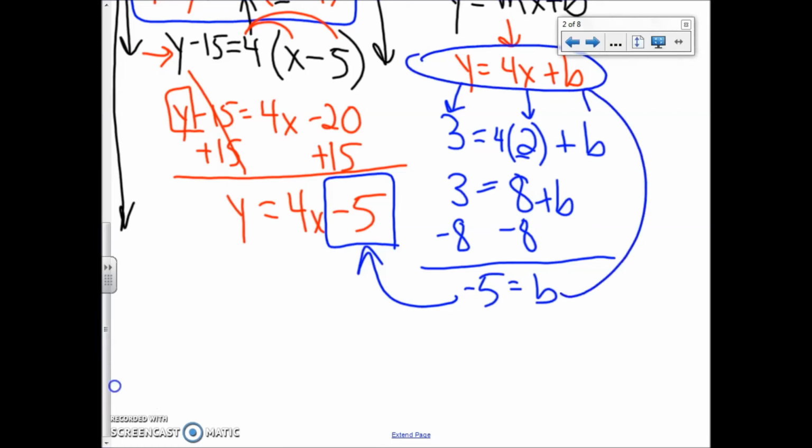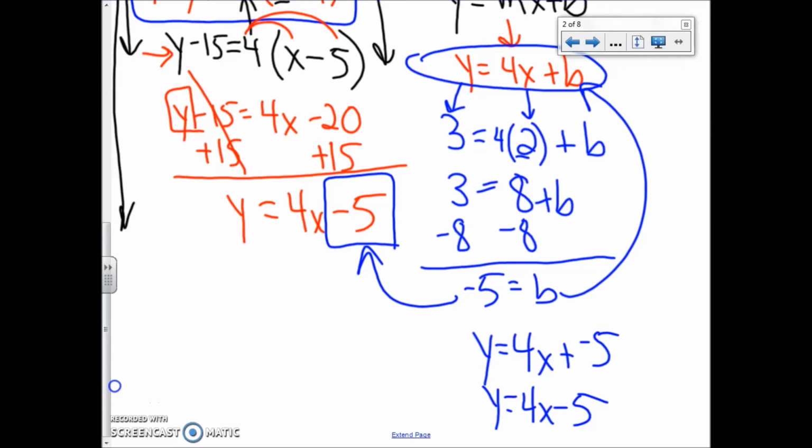And the slope is 4, so if I go back here and put the b in, I come up with y equals, exactly, 4x plus -5. So there's many different ways to do this. I just showed you 3 different ways, right? Let's recap. What could we do?